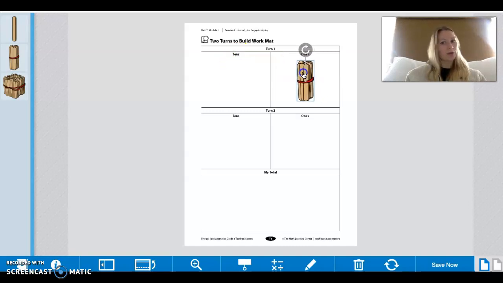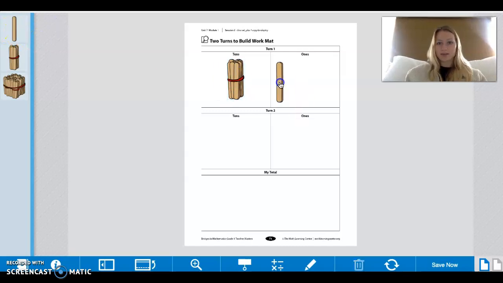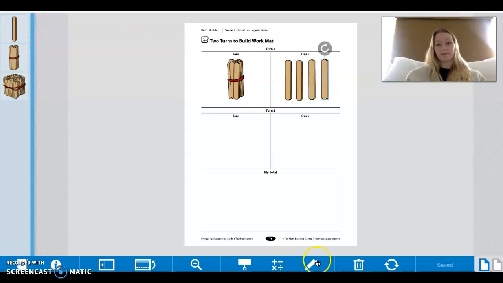I cannot put a group of 10 in the ones column. It's more than the ones. It's already a group of 10. So what if I was having a number and it looked like this? The ones always go in the ones column. The tens always go in the tens column. What number would this be?